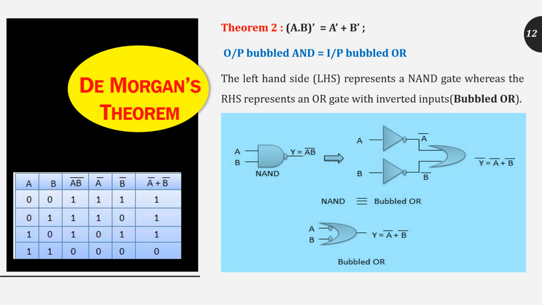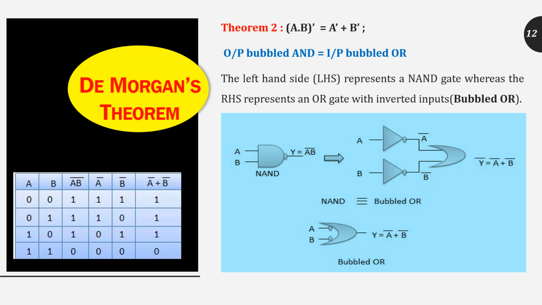Now let's discuss De Morgan's second theorem, which states that (A into B) the whole bar is equal to A bar plus B bar. That is, the complement of the product A into B is the sum of the complements, A bar plus B bar. The left hand side represents a NAND gate, that is an output bubbled AND, whereas the right hand side represents an OR gate with inverted inputs A bar and B bar, that is the bubbled OR.